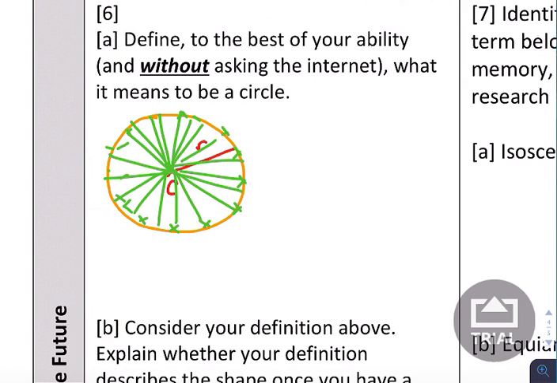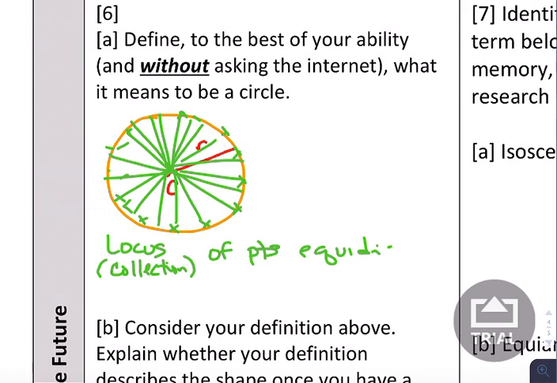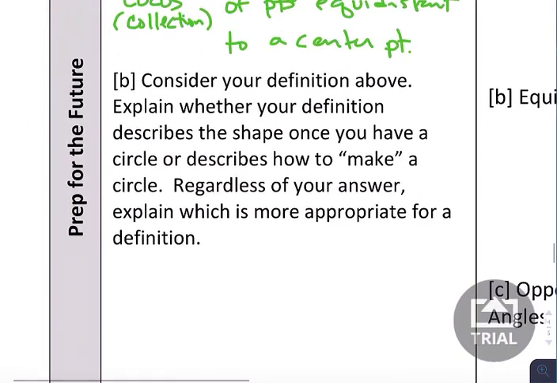We use a term like locus here. So we say it's a locus, which just means a collection of points equidistant to a center point. Okay. Now I know in the end it's more wordy, it's more complicated, but it's also extremely defining, in the sense that if you take a collection of points that are all equal distance from a center point, then you will 100% end up with a circle, which is really what this question is kind of getting at.